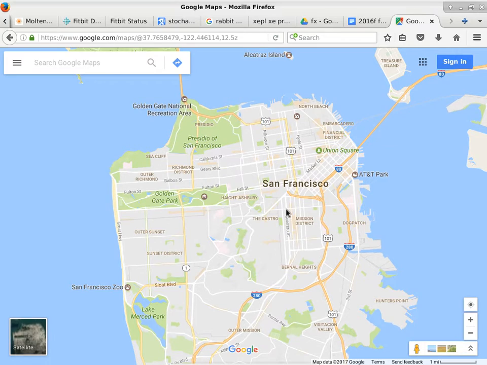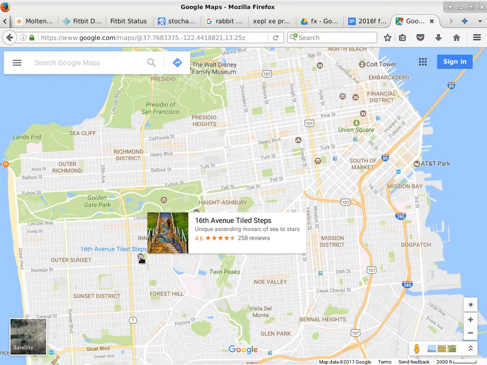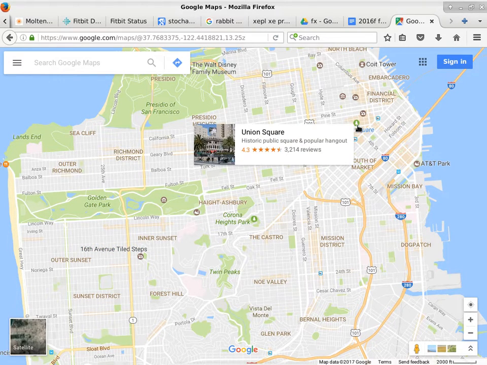So in this case, let's see if we can be more specific. Let's say we want to go from the 16th Avenue Tiled Steps to, I don't know, let's pick another landmark here, Union Square. Okay. So the heuristic is something that is easy to compute, doesn't take a lot of time, and it is always an underestimate of the actual distance. So a quick and easy way to do this, especially on the map, is just measuring the straight distance between those 2 points.